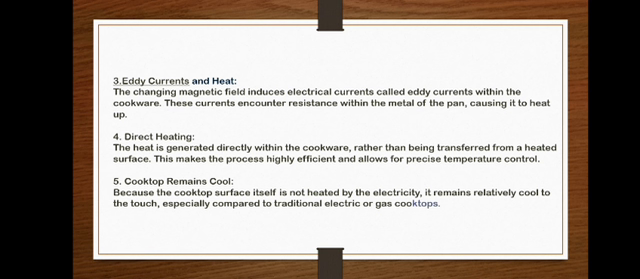So the changing magnetic field produces a loop of electric current that is called the eddy current. These currents encounter resistance within the metal of the pan, causing it to heat up. It is a direct heating. The heat is generated directly within the cookware rather than being transferred from a heated surface. This makes the process highly efficient and allows for precise temperature control.